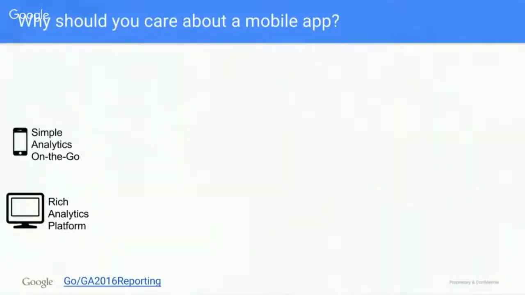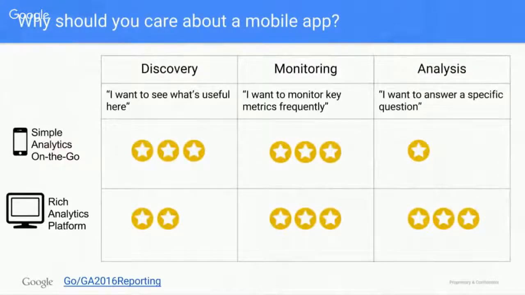So again, why you should care, just a quick distinction. We think of three different activities when you think of using Google Analytics. One is discovery, which is you're trying to see what's useful in your data, whether there's anything interesting, whether anything pops out. Monitoring: I want to monitor some key metrics on a periodic basis, every week, every day, every month. And then analysis: I want to go deep into analysis. The web is a very rich analytics platform that lets you go deep into analysis. On mobile, it's a little bit more limited. So that's the part where I think it stands out.